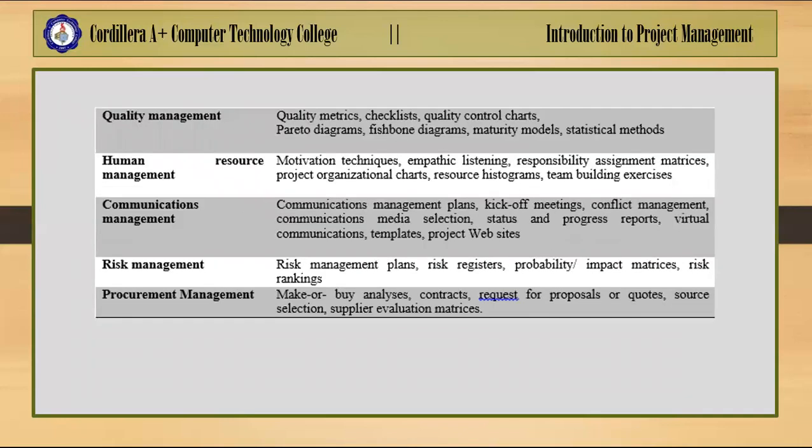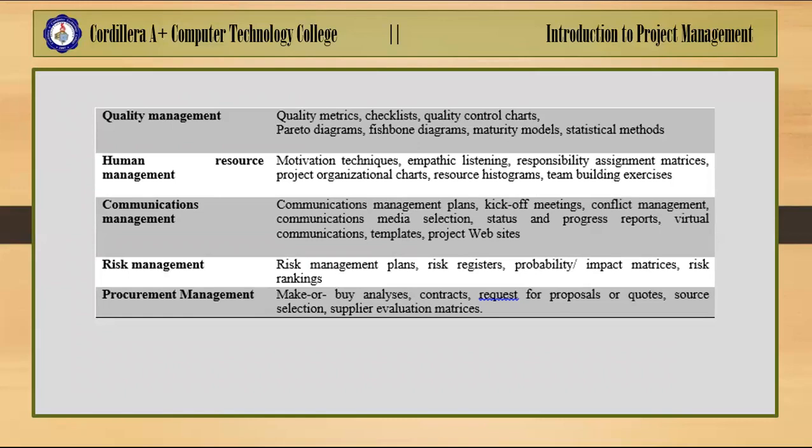Next is you have the quality management. So, you have yung quality metrics, checklist, quality control charts, statistical methods, maturity models, and you have the fishbone diagrams. Next is you have the human resource management. So, yun yung motivation techniques. How are you going to motivate your team or yung mga katrabaho mo, yung mga taong involved doon, di ba? So, pag pinapagalitan mo sila, that is not a motivation technique, di ba?